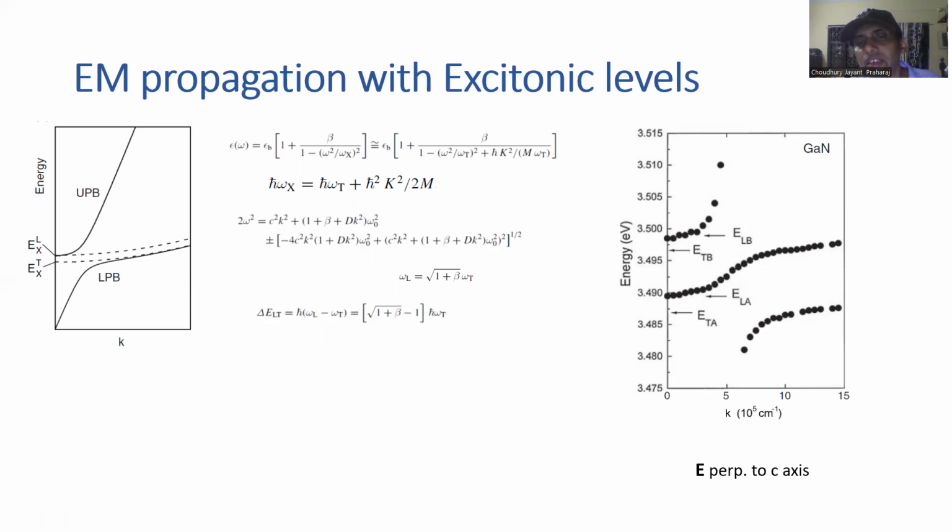And on the right, you can see that these are some of the experimentally determined mode energies as a function of the wave vector in these materials. So we have the dispersion of the electromagnetic wave, the energy or frequency as a function of wave vector, and that splits into these polaritonic branches due to these excitonic levels. And this is again a consideration for designing solar cells.